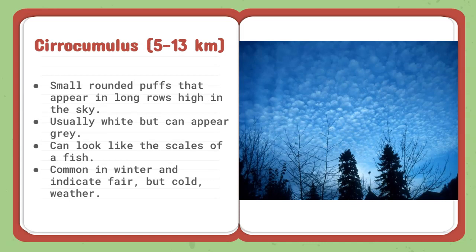The next type of cloud is the cirrocumulus cloud. So cirro, remember, means high level. Cumulus means vertically developing. These clouds are small, rounded little puffs that appear in rows high in the sky. That's the best way to explain them. They are usually white, but they might have a tint of gray in them. They kind of look like fish scales, if you want to go that far. And these can be common in winter. And they do indicate fair weather, which means no precipitation, but typically they are formed in cold weather. That is why they are associated or common in winter.